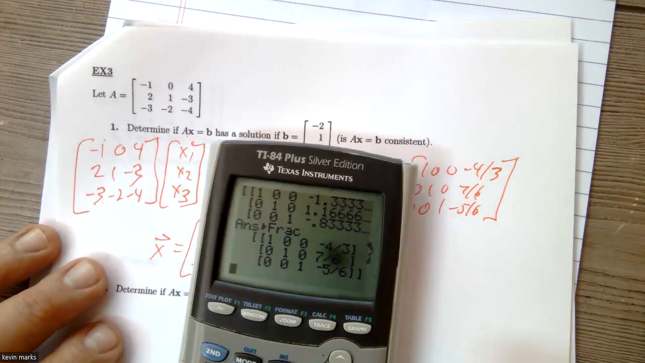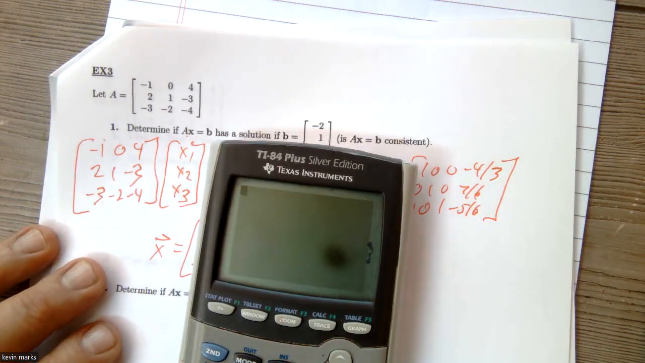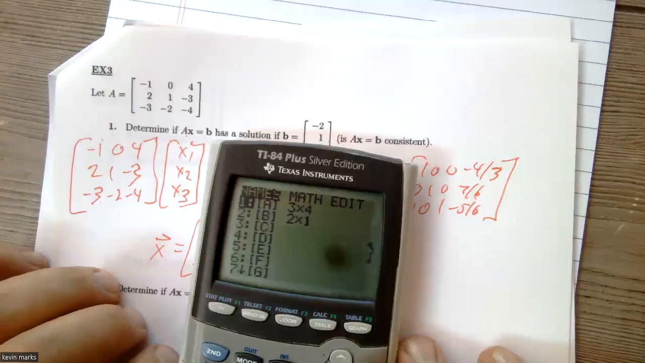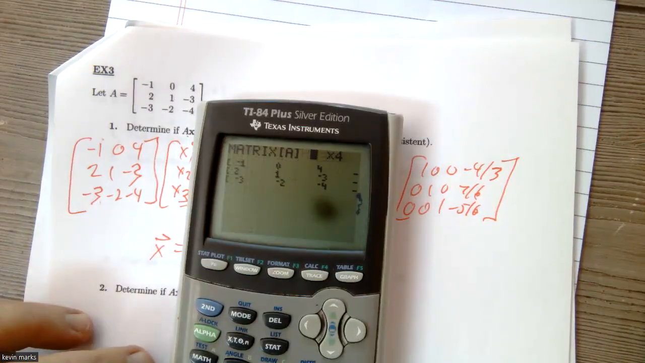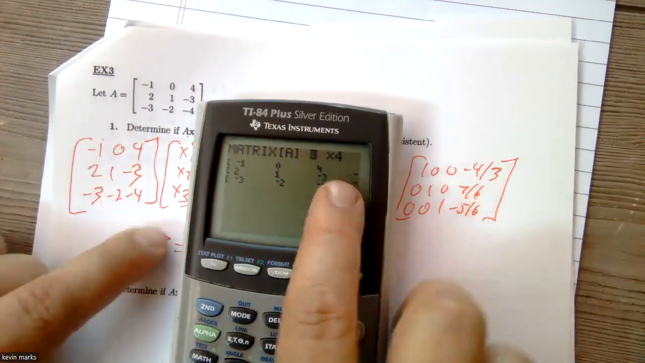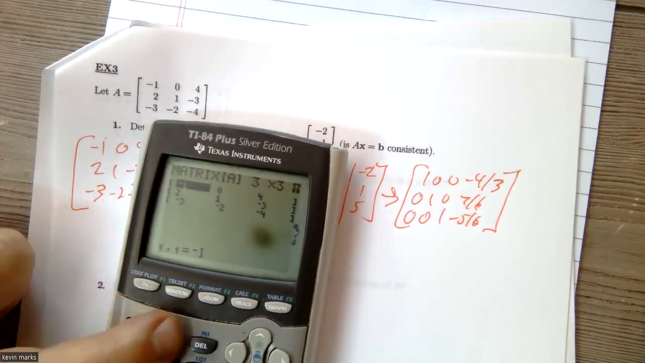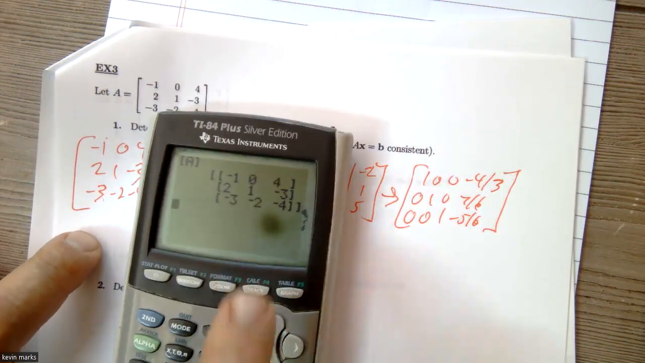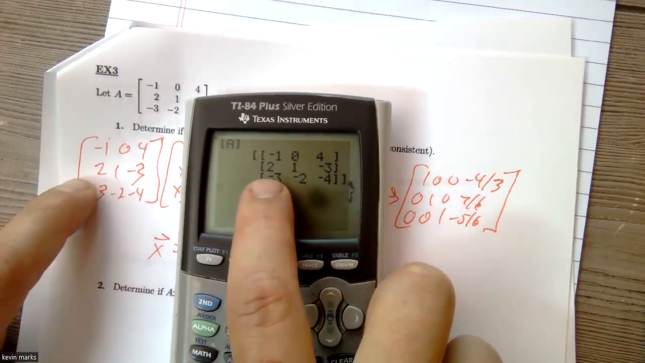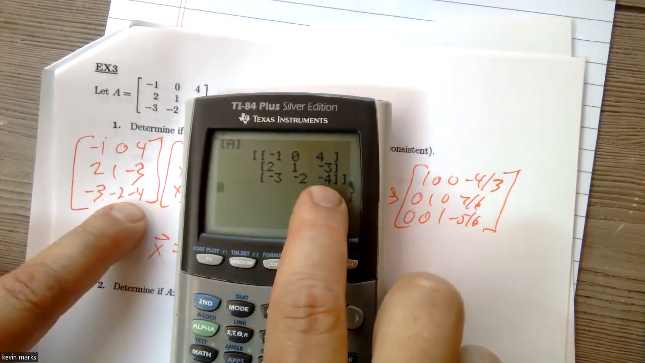One thing you could do, hopefully you're seeing how all the different things interrelate, just so you see what I'm talking about. If I go back to A and get rid of the last column here, let's call it a 3 by 3. I've already got the other one in there, right? So it's -1, 0, 4, 2, 1, -3, -3, -2, -4, right?